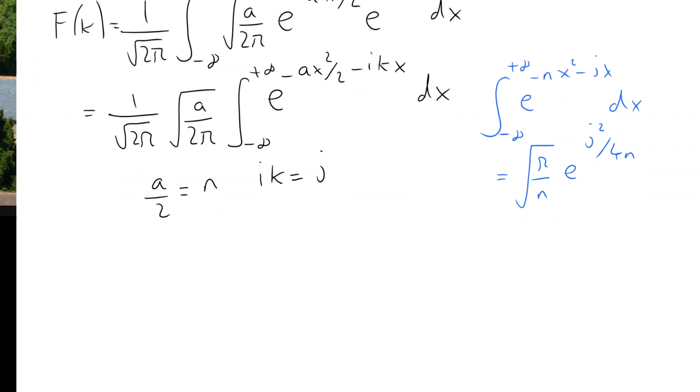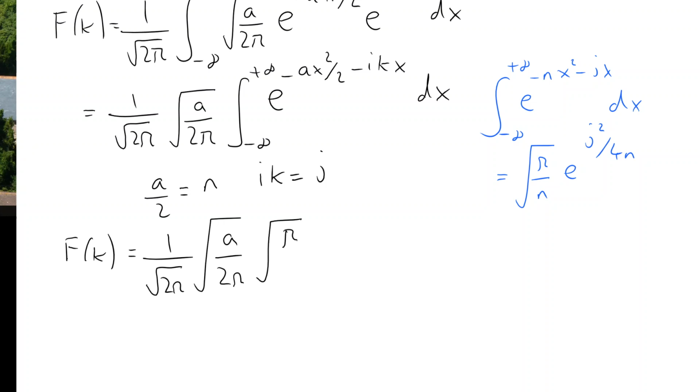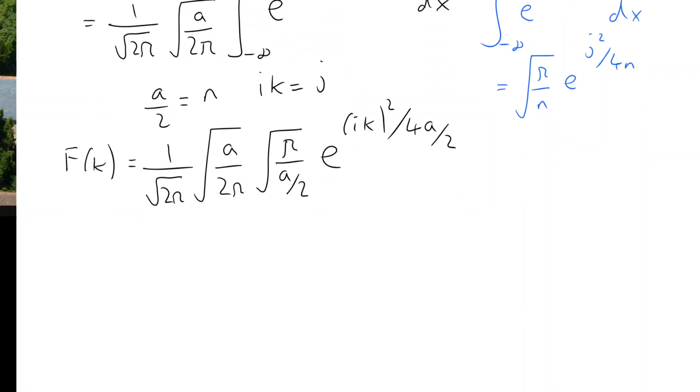So we can now evaluate our Fourier transform by using the appropriate values of n and j. So we can write that F of k is equal to 1 divided by the square root of 2 pi, and then it's the square root of a divided by 2 pi, and then we're going to get a factor of the square root of pi divided by n, so that's pi, and then n is equal to a divided by 2, and then we get the exponential e to the j squared divided by 4n. j squared is i times k squared, and then we divide through by 4n, so that's 4 times a divided by 2. So that's now calculated the Fourier transform.